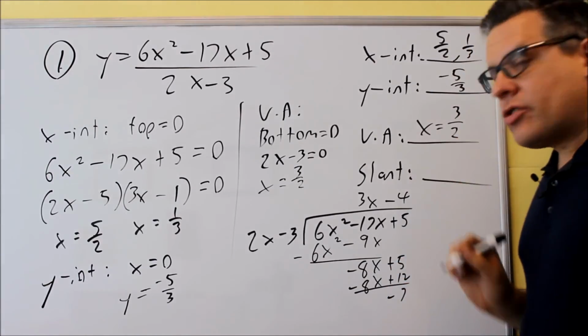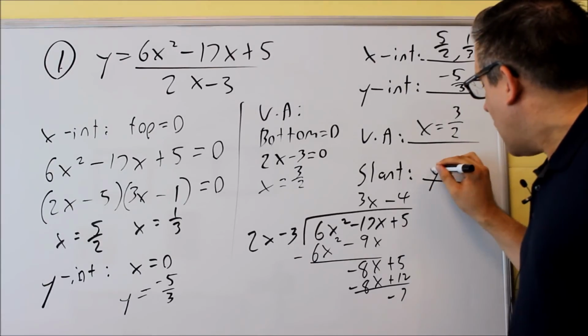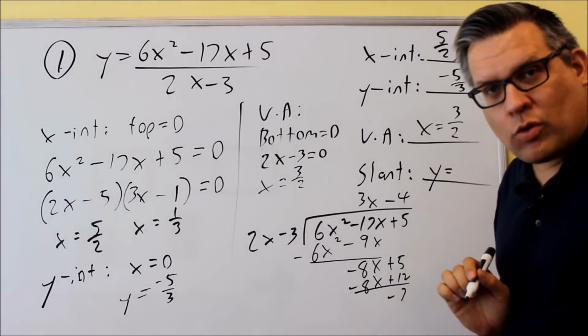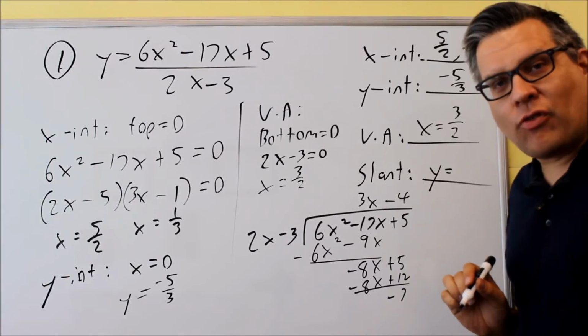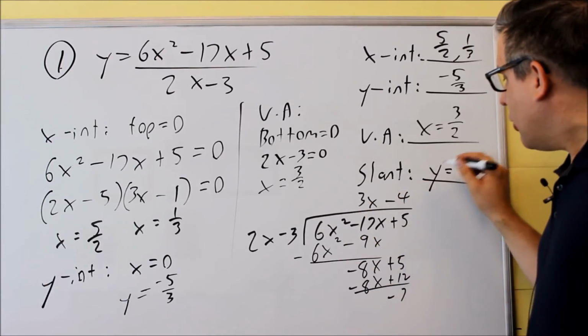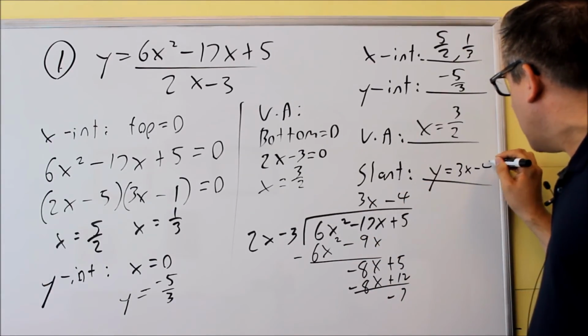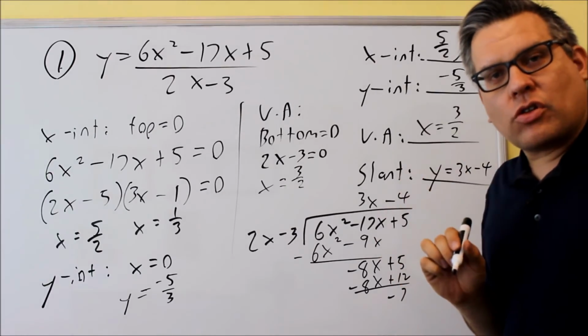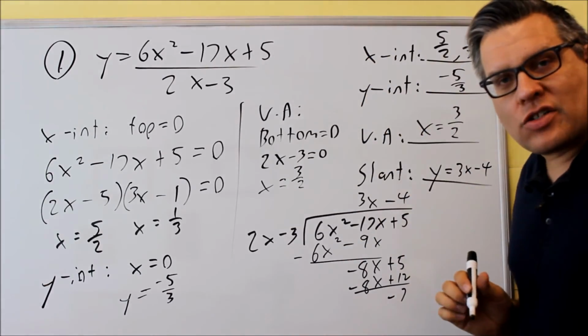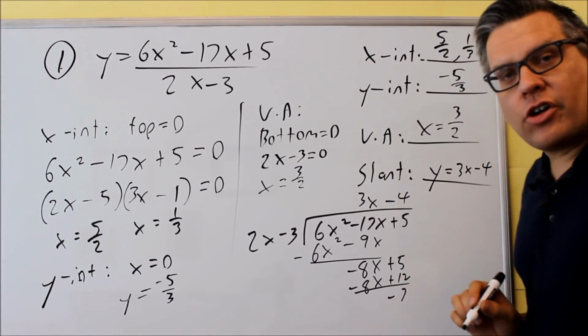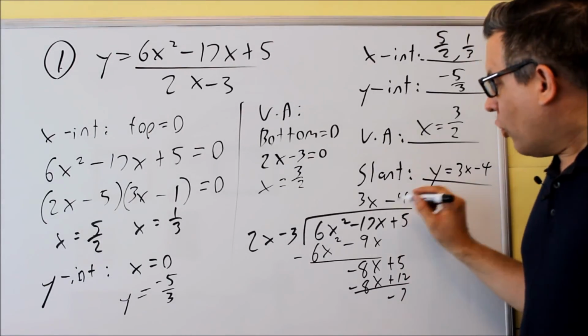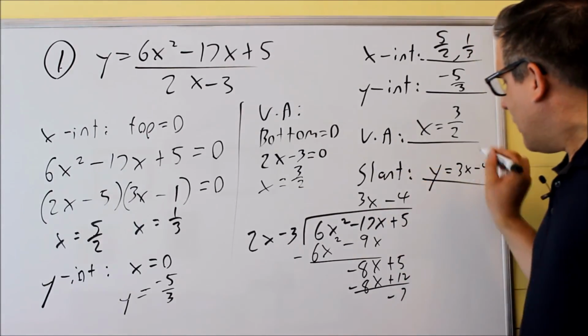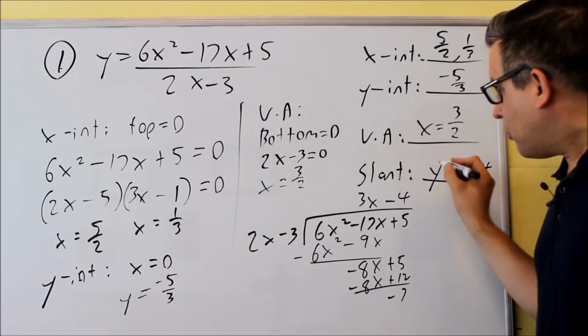Now when you write your answer here for slant, first of all, remember you have to have a y equals there, because if we just put 3x minus 4, it's not an equation. You need the y equals there, and you get 3x minus 4. Now whenever you do the long division and you're trying to find the slant asymptote, you're never going to use the remainder. So whatever you end up with up here, that's what your answer is going to be. Of course, you'll put a y equals there.